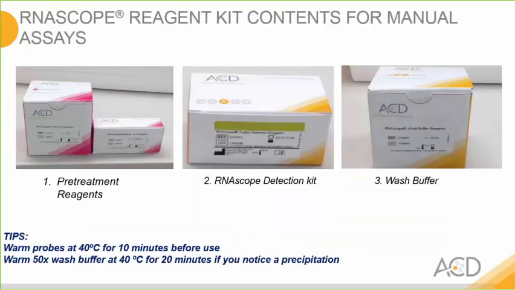And this is how the RNAscope reagent kit components look. So it's 3 parts, and you should have the pretreatment reagents, the RNAscope detection kit, and also the wash buffer. The probes do precipitate during storage at 4 degrees. So be sure to warm the probes at 40 degrees for 10 minutes before use. Our probes are actually very stable at a room temperature of 40 degrees. Also, if you notice any precipitation in the wash buffer, take it out and warm the 50x wash buffer at 40 degrees for 20 minutes before you make up your 1x solution.